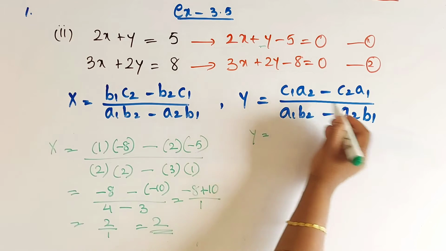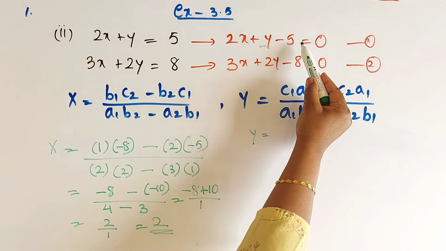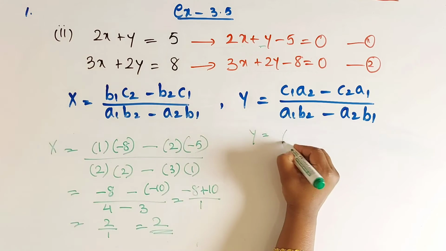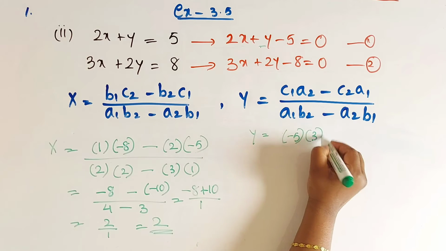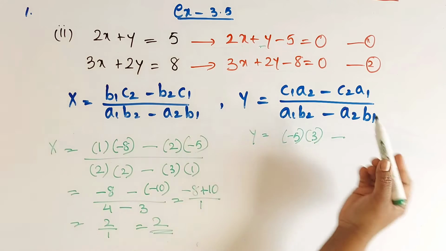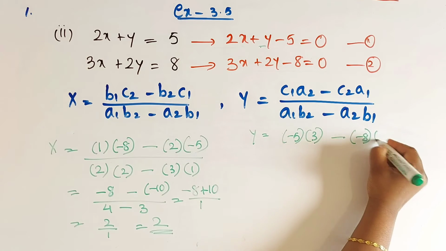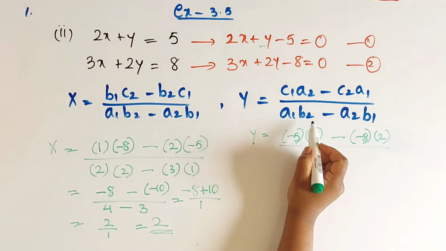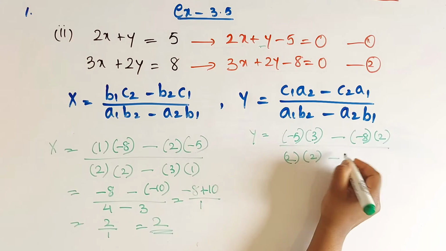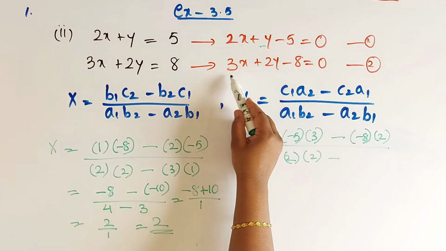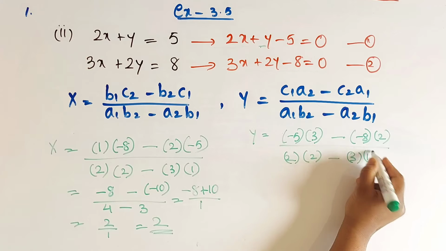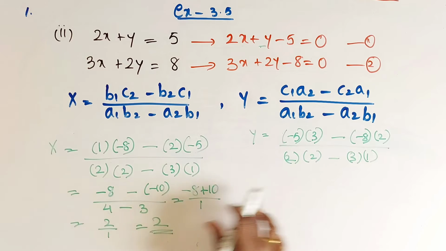Now we'll find y value. y equal to c1 a2 minus c2 a1. What is c1 a2? c1 is minus 5 and a2 is 3. That means minus 5 into 3. Minus c2 a1. Minus 8 into 2. Divided by a1 b2, 2 into 2. Minus a2 b1, 3 into 1. Denominator same, children. 2 into 2 minus 3 into 1.